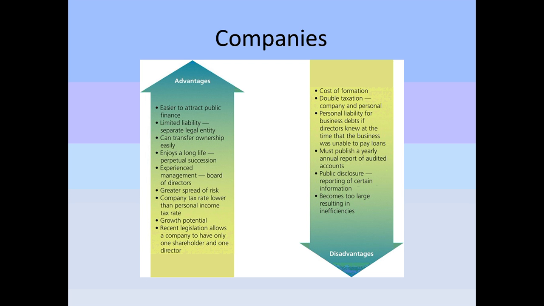The company tax rate also tends to be lower than the personal income tax rate. At present, the company tax rate in Australia is 30% on profits, whereas the upper marginal tax rate on personal income is 49.5%. You have much more growth potential as a company. As I said, it's much easier to attract funding, but also you can grow much easier. Also, recent legislation allows a company to have only one shareholder and one director. So even though you set up a company, you can still be the sole owner and sole director of the company. The disadvantages: it costs a lot more to form.